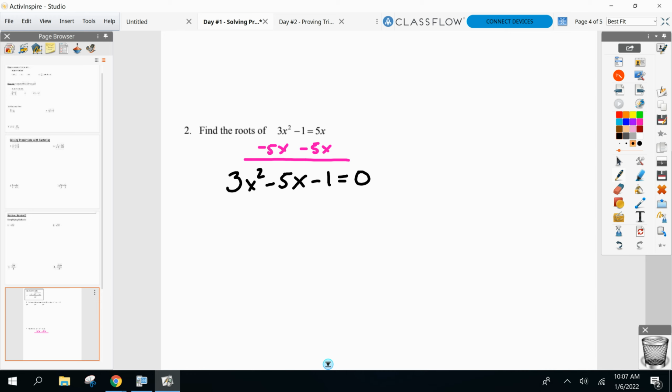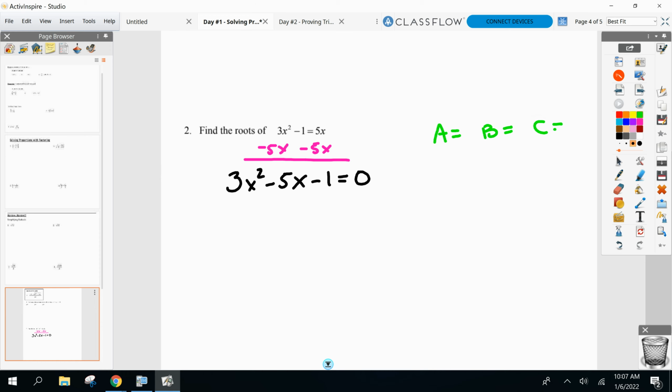Now that it's equal to 0, you have a decision to make. Do I try to factor, or do I head right to quadratic formula? Now, for us in here, I see a 3 out in front. I'm like, no. We ain't trying to factor that in this class. We're going to go right to quadratic formula. All right? Quadratic formula has 3 variables in it. It's got an a, a b, and a c.